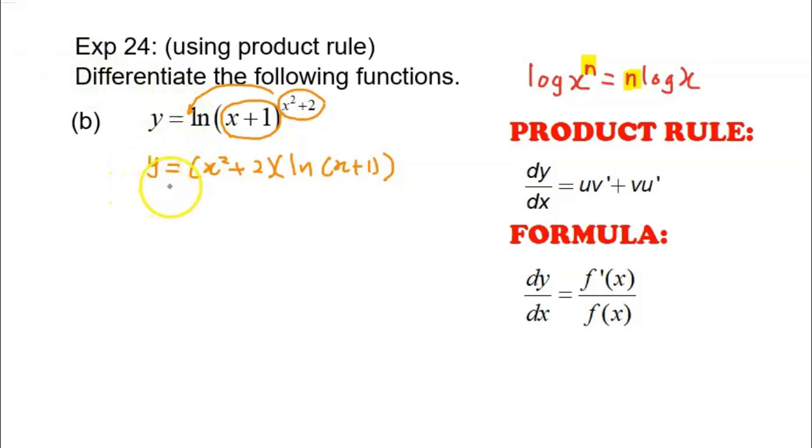Now, the y equation is in the product of two functions. So, we want to find dy dx by using the product rule. Let u equal the first function, x squared plus 2. And let v equal the second function, ln x plus 1.